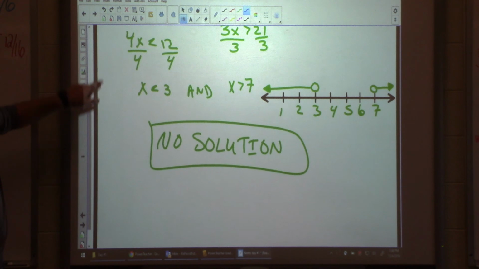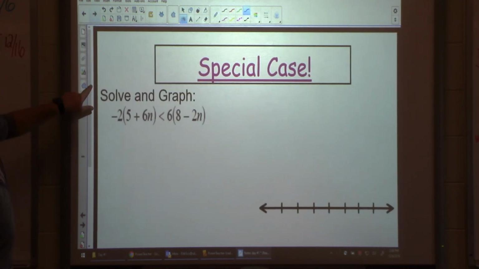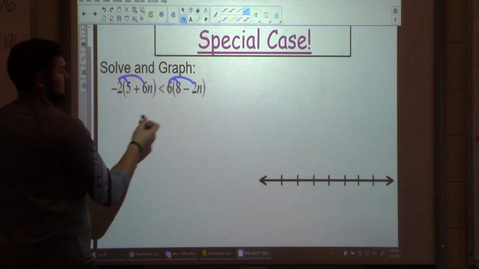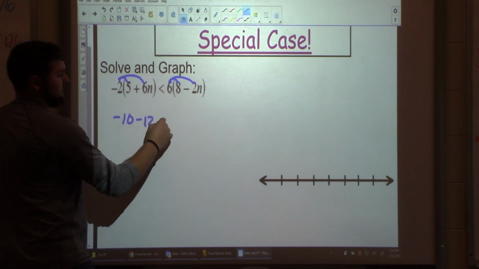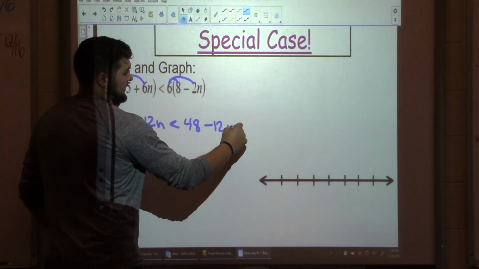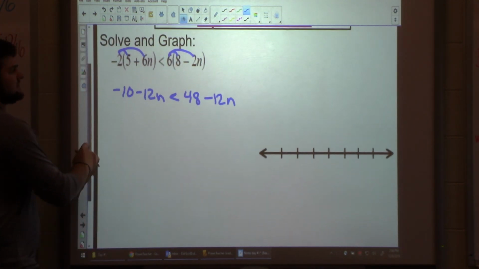Alright. Last one. Let's solve this. First thing you need to do is distribute. I get negative 10 minus 12n less than 48 minus 12n. How do I solve that?